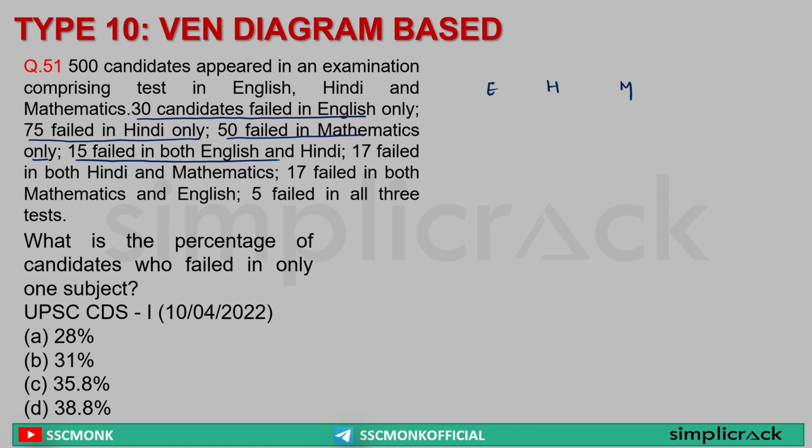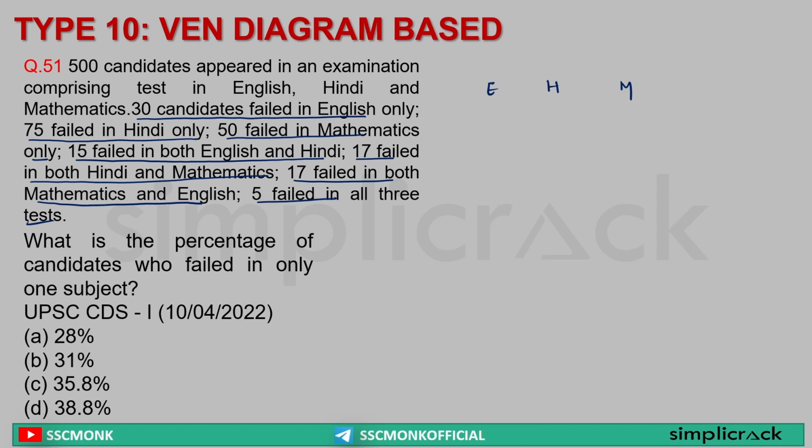15 failed in both English and Hindi. 17 failed in both Hindi and Mathematics. 17 failed in both Mathematics and English. 5 failed in all subjects. What is the percentage of candidates who failed in only one subject?